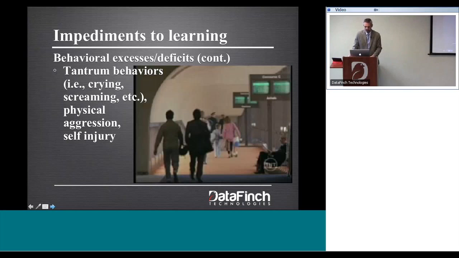And then lastly, many people with autism exhibit a variety of behavioral excesses like crying, screaming, aggression, and in some cases even self-injury, which sometimes can be quite severe. It can be dangerous, as can physical aggression or property destruction. At the very least, things like crying and screaming can be mildly annoying at best and quite interfering at worst.